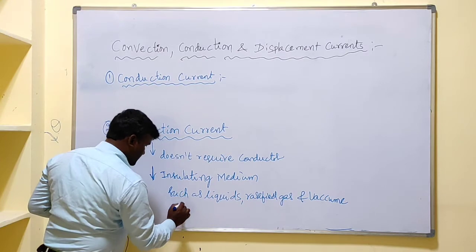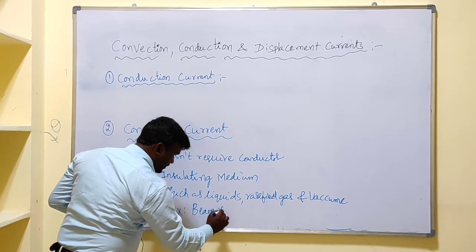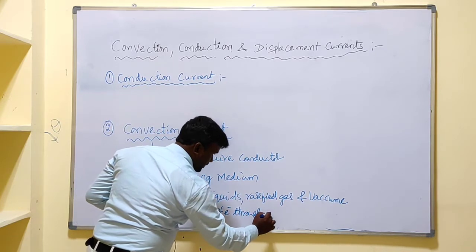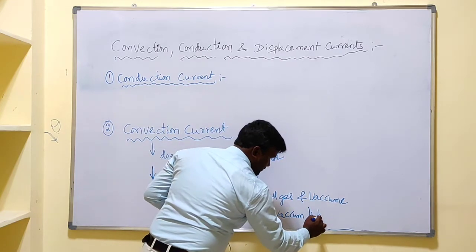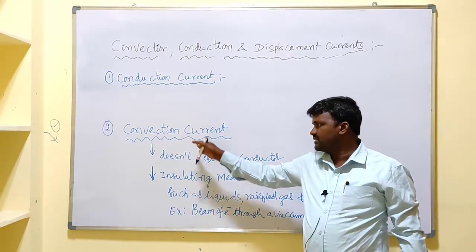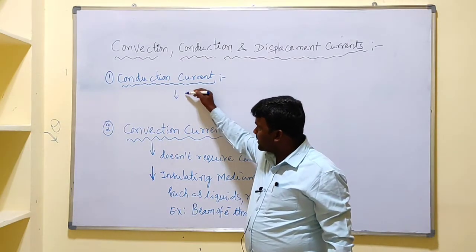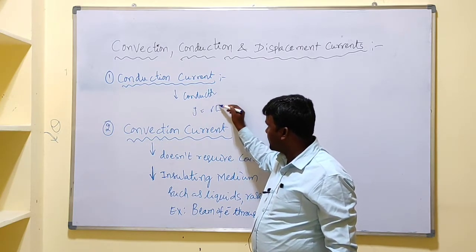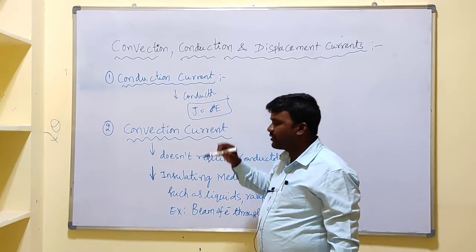An example for convection current is the beam of electrons through a vacuum tube. The current through the insulating medium is our convection current. Conduction current requires a conductor, and it satisfies Ohm's law, that is J equal to sigma into E. As it is a conductor, it is directly related to the conductivity.